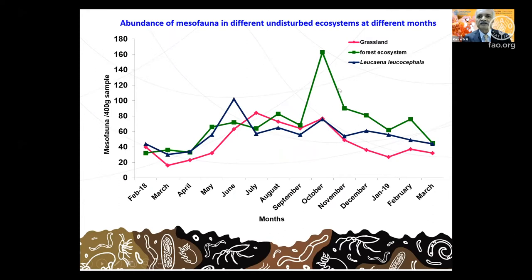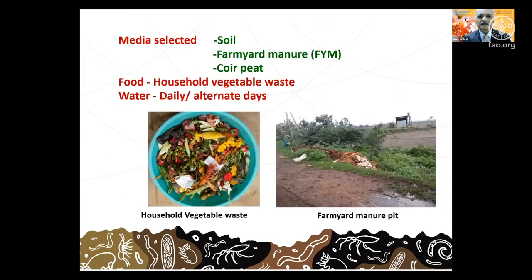Even where the food is abundant, in a natural grassland forest ecosystem and the Leucaena leucocephala plantation, here also rainfall plays a very important role, where we observed only one single peak at the end of the rainy season. So what we observe is that food is very important for soil organisms, and moisture in the soil and moisture in the food is also important for soil fauna multiplication.